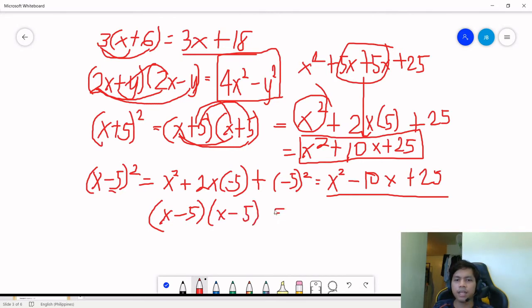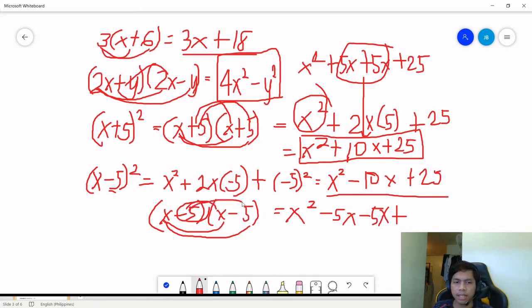So let's do it first. x times x, that's x squared. Then this one, that's the outer, which is minus, because this is x times negative 5, so that's negative 5x. And this one, negative 5 times x, is still the same, negative 5x. Then negative 5 times negative 5, plus 25. So that is now x squared minus 10x plus 25.